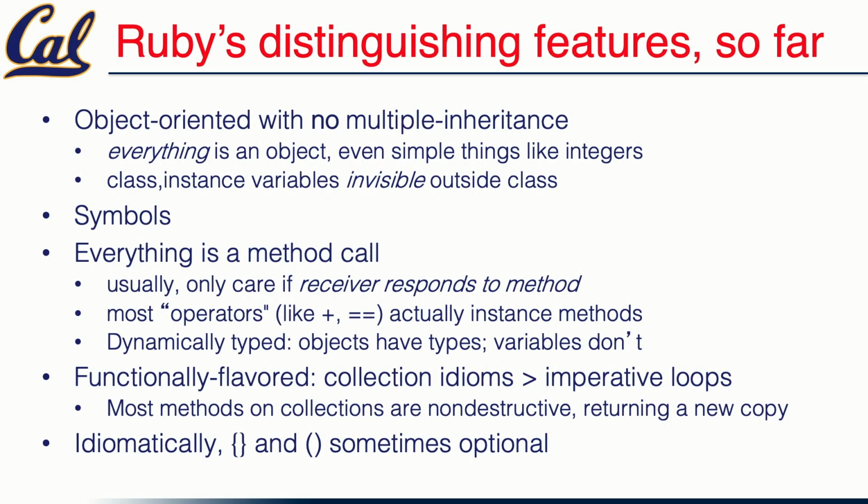We're going to talk about functionally flavored features. Ruby has collection idioms that we haven't seen yet, but collection idioms are basically how you do loops in Ruby and other things as well. And idiomatically, sometimes parentheses are optional.